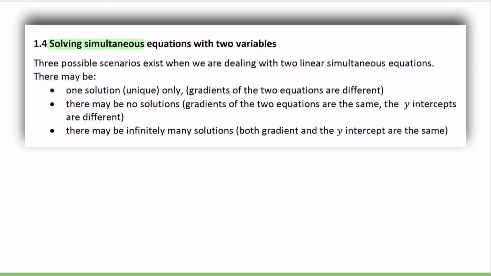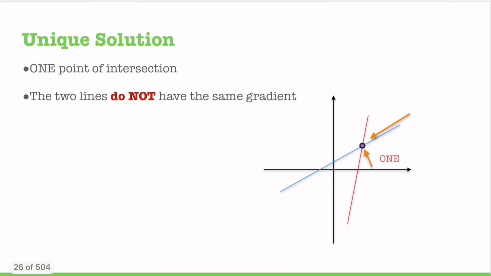There are three possible scenarios when we're dealing with linear simultaneous equations. So there could be one solution, there could be no solutions, or there could be infinitely many solutions, which I'm going to demonstrate using some diagrams. So we'll start off with one solution, also known as a unique solution.